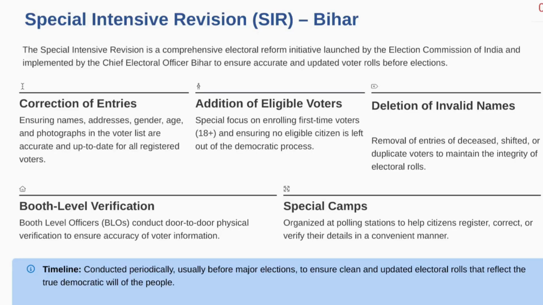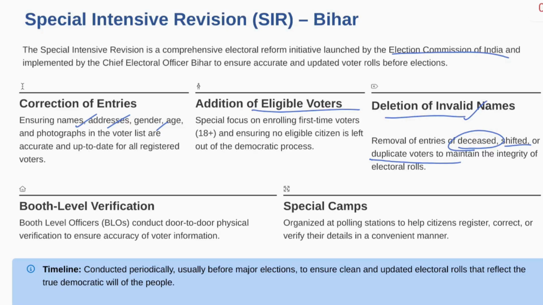Special intensive revision is a comprehensive electoral reform initiative launched by the Election Commission of India. Correction of entries, ensuring names, addresses, gender, age, and photographs in the voters list are accurate and up to date for all registered voters. Addition of eligible voters, deletion of invalid names, removal of entries of deceased, shifted, or duplicate voters to maintain the integrity of electoral rolls.